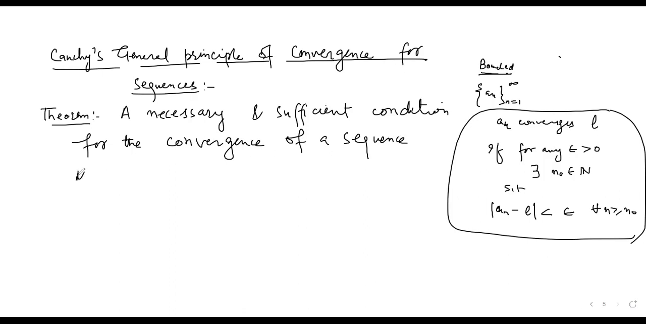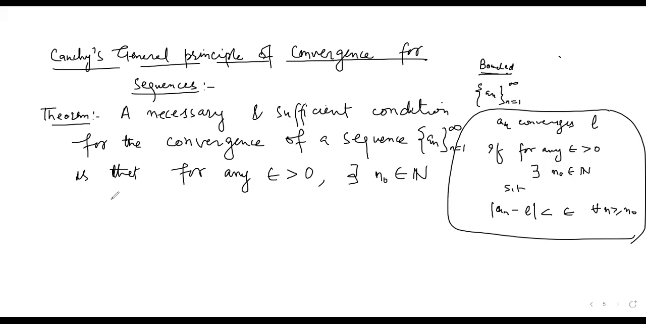is that, मैं sequence को लिखते हैं हम, चलो a_n as n goes from 1 to infinity, of this sequence is that for any epsilon positive, there exists some n naught belonging to the set of natural numbers or positive integers such that modulus of a_m minus a_n is less than epsilon for all m, n bigger than or equal to n naught.